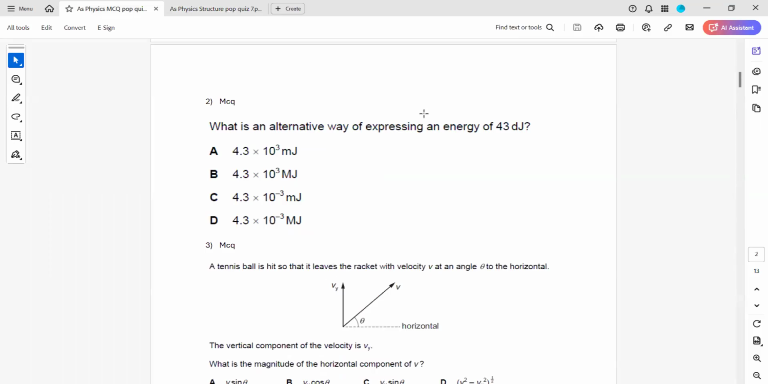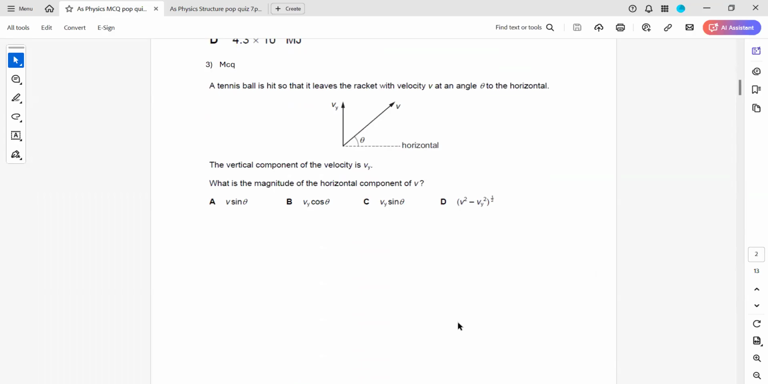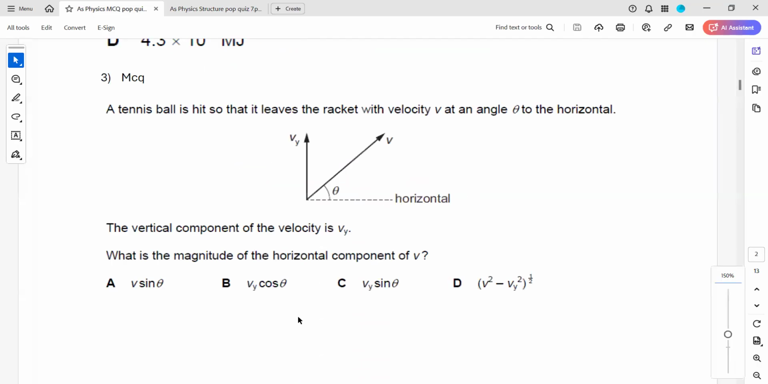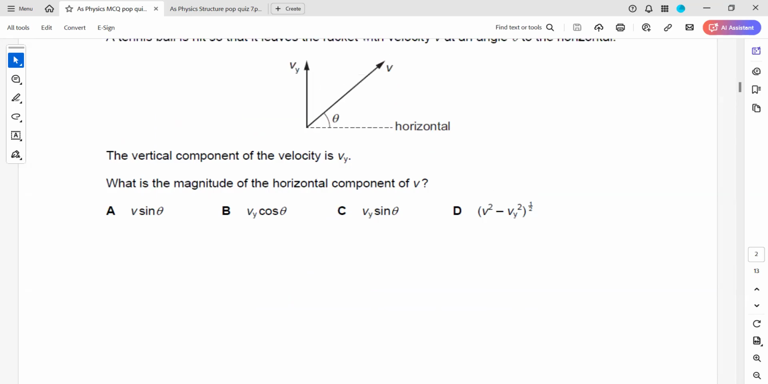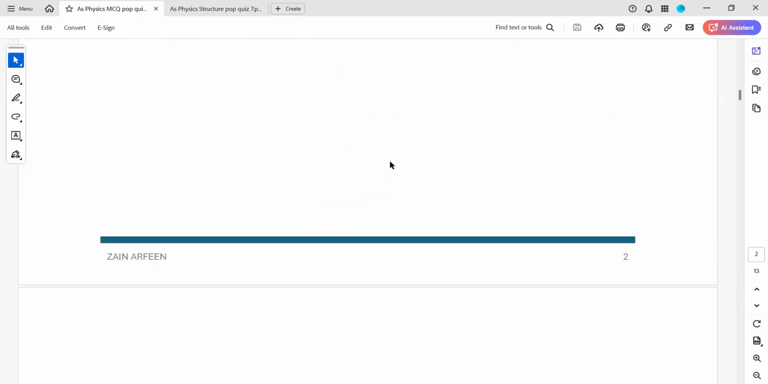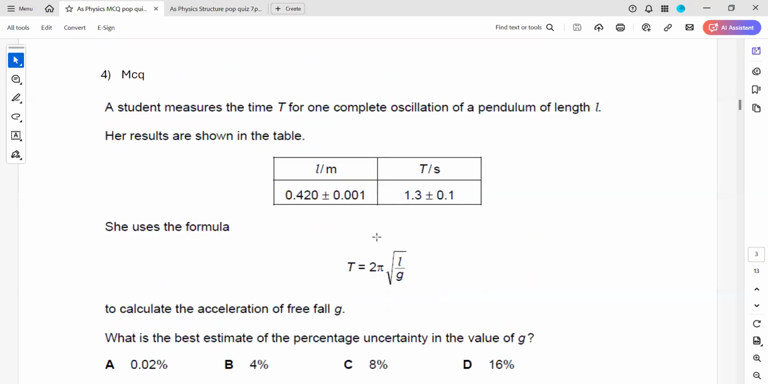Question number 2, question 3. These are the MCQs. This is a pop quiz related to MCQs. Pop quiz 7. Question 1, 2, 3, no doubt. Question 4, any doubt? And question number 4.